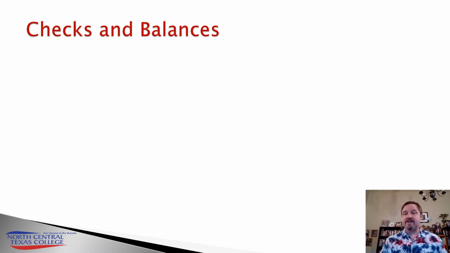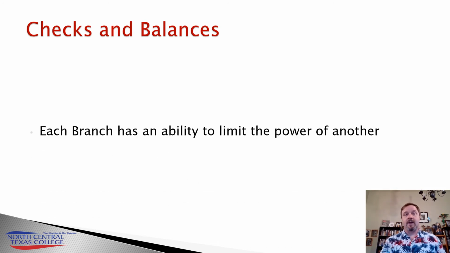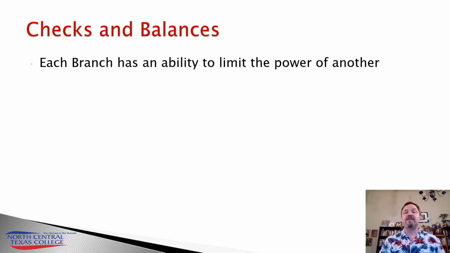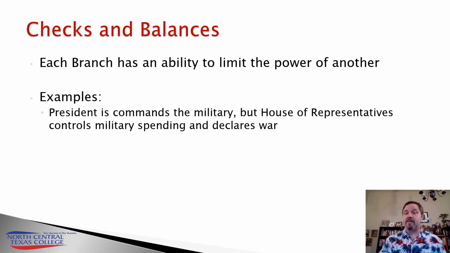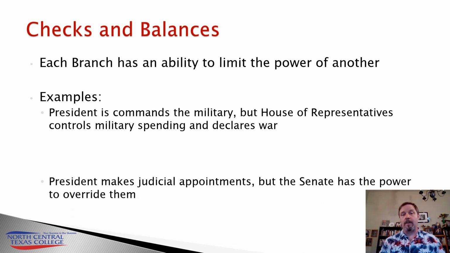Now, the document itself is full of many, many checks and balances, right? Each branch has the ability to limit the power of another. For example, the president is in command of the military. He's the commander-in-chief of the military. But the House of Representatives controls military spending, and only Congress, being both the House and the Senate, can declare war, right? The president of the United States cannot declare war.